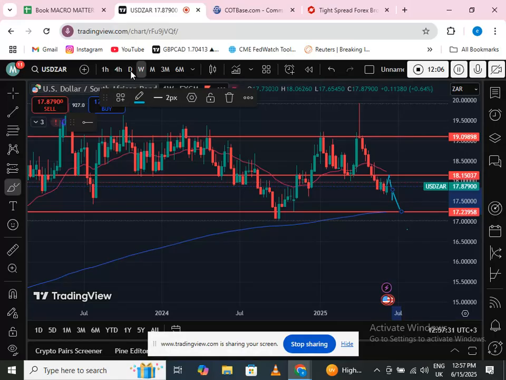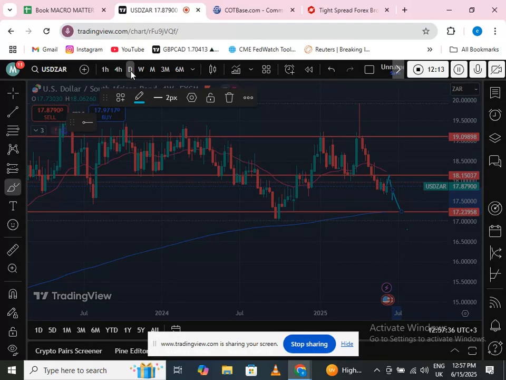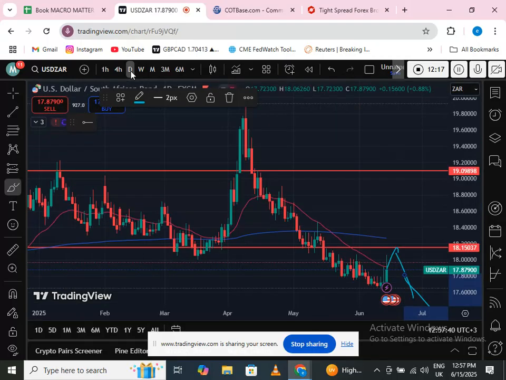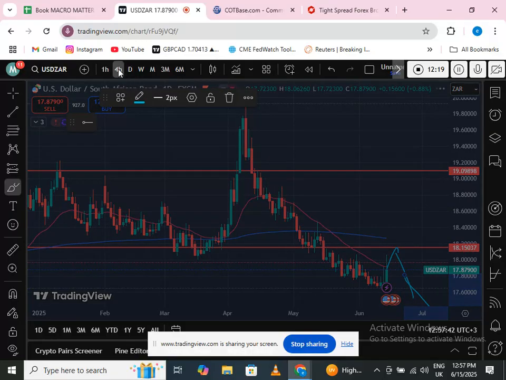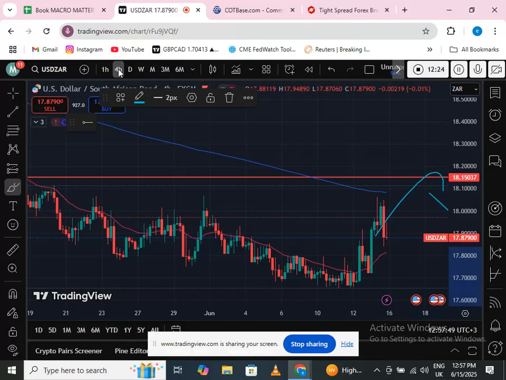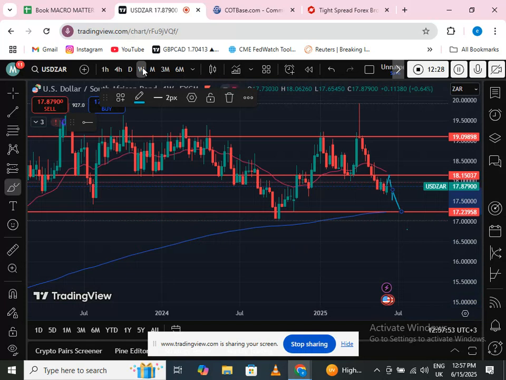Also, we are going to look for a retracement around 18.15. We are going to sell the pair until 17.23. So this is a good pair, guys. Take a look at this pair. Take good advantage of this pair and trade it very well.